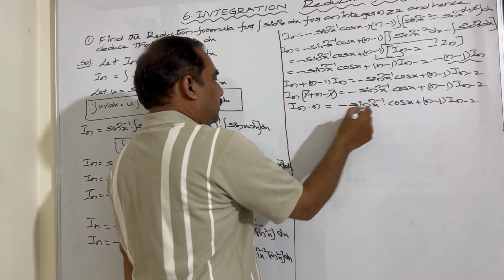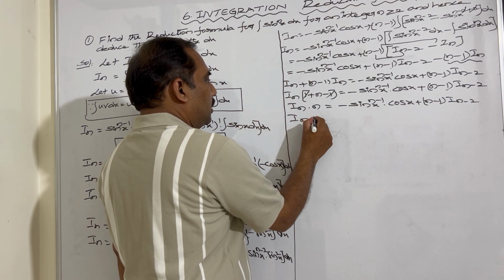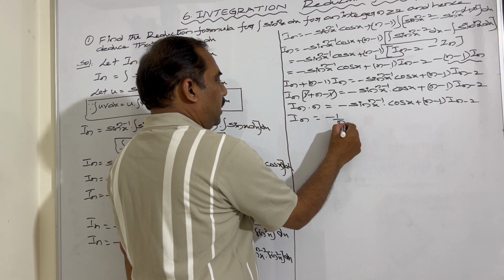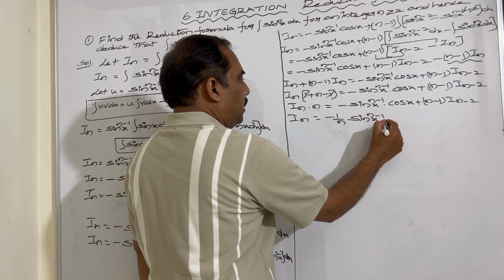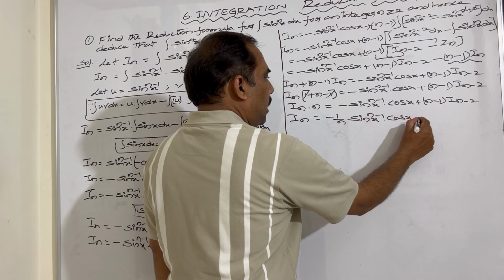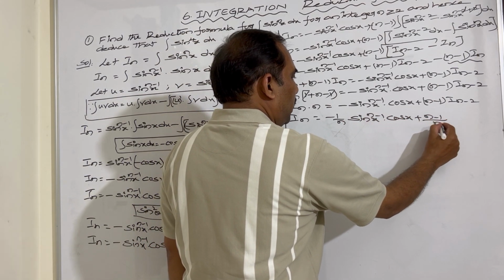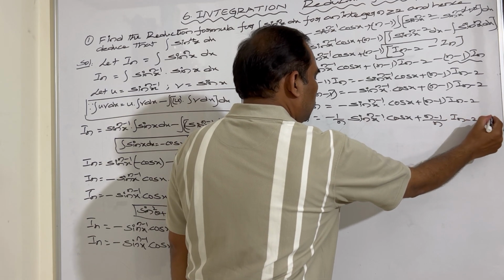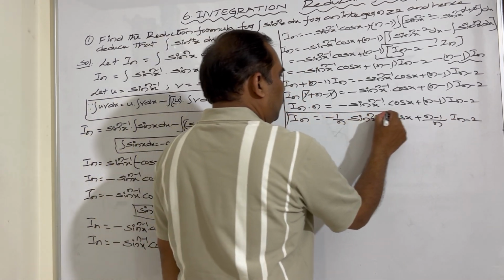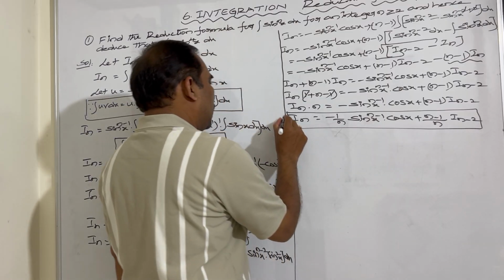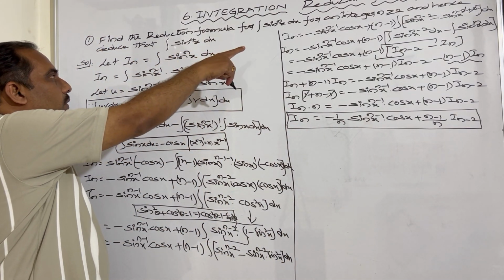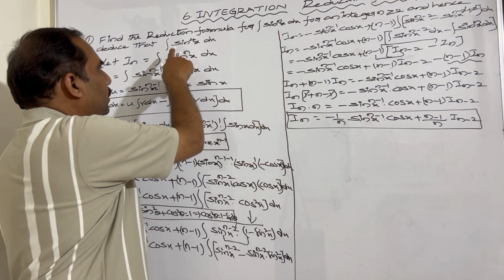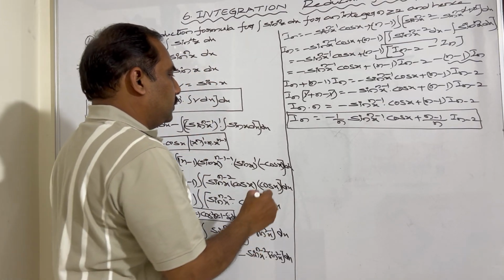So then if you send this n to the right side, it can be written as I_n equals minus 1 by n into sin x power n minus 1 into cos x, and plus n minus 1 by n into I_(n-2). So this is the reduction formula for the integral sin power n x dx. But we have to find, hence deduce, that integral sin power 4x dx.